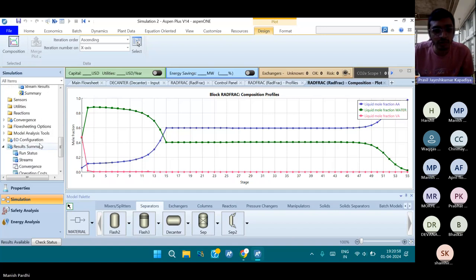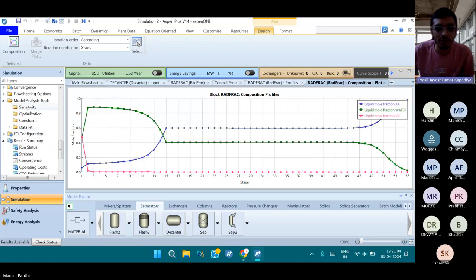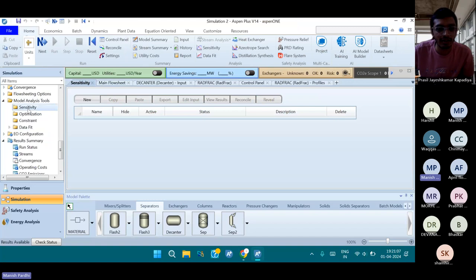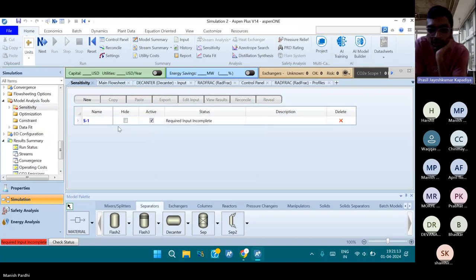PD is also 12 and 13. Okay, let's do sensitivity analysis. I want to play with the number of stages first. Sensitivity, yes. Did you understand what I was trying to say with that flat concentration profile?